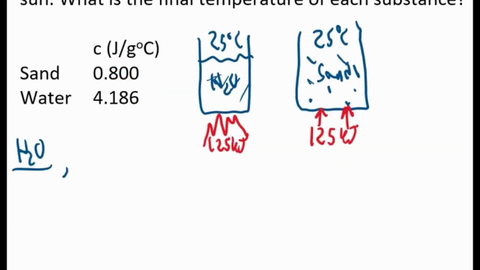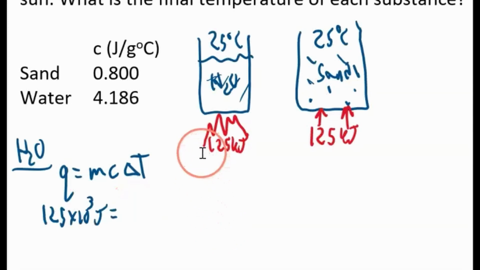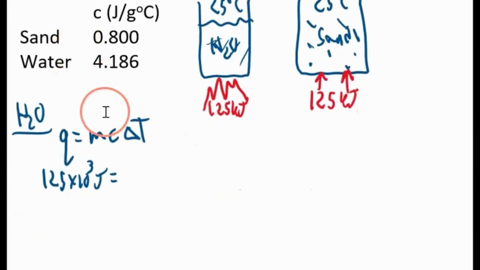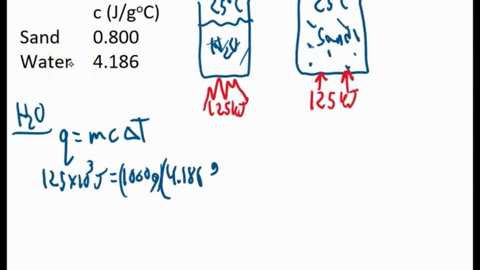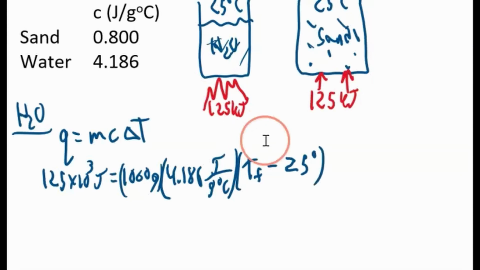So for the water, we have our MCAT equation, mc delta T, and we're putting in 125 kilojoules. So 125, now there's 1,000 joules in a kilojoule, so we say times 10 to the 3 joules because we want to be in joules. And how much do we have? We have 1 kilogram, which is 1,000 grams. We want to be in grams because specific heat is in grams. And the specific heat of water is 4.186 joules per gram degrees Celsius. And we have some final temperature, which we don't know, minus the initial temperature, which is 25 degrees Celsius.